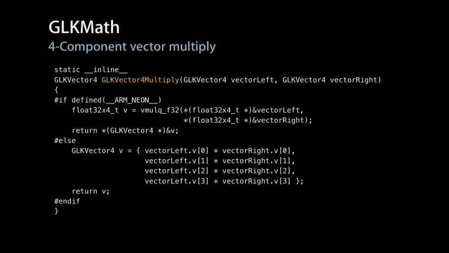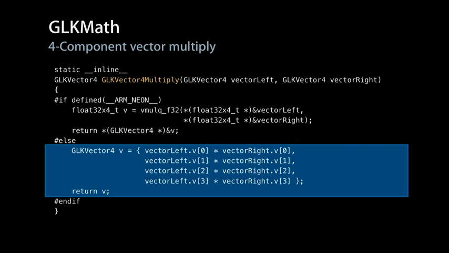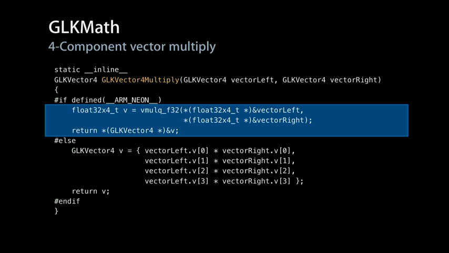Now, here's one example. This is the actual implementation of GLKVector4Multiply. And starting with this lower section first, you can see how a 4-component vector multiply works. We have 2 vectors. We're multiplying the corresponding elements with each other and storing the results in a 3rd vector, which becomes the return value. This is the code that executes when you run in the simulator. But up here, you can see the code that runs on the device itself. It's a Neon instruction, vector multiply quad float 32, passing in the 2 vector arrays by value and returning the result by value also. So it's really fast.